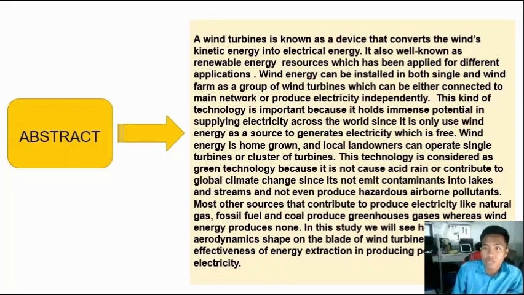A wind turbine is known as a device that converts the wind kinetic energy into electrical energy. It is also well known as a renewable energy resource which has been applied for different applications. So it tells us that rather than just converting wind energy to electrical energy, the wind turbine is also a renewable energy which comes from the wind itself. It is an energy that is not going to harm the environment and not going to give pollution.